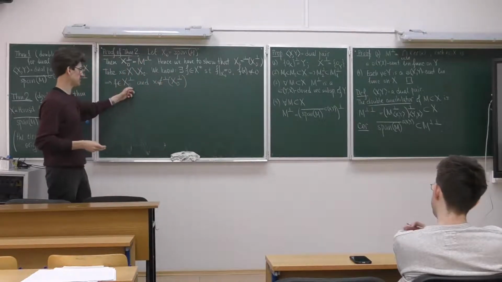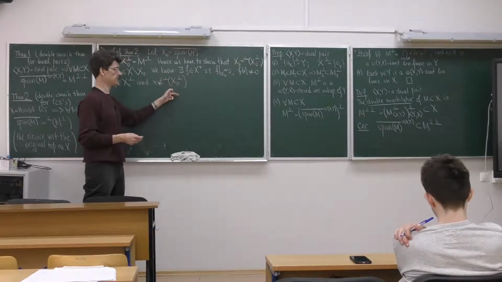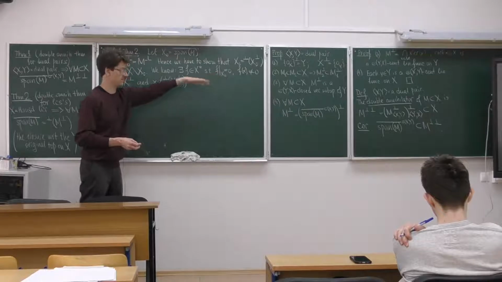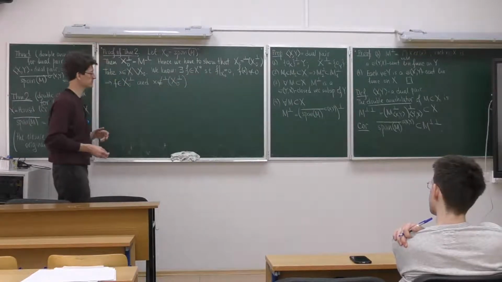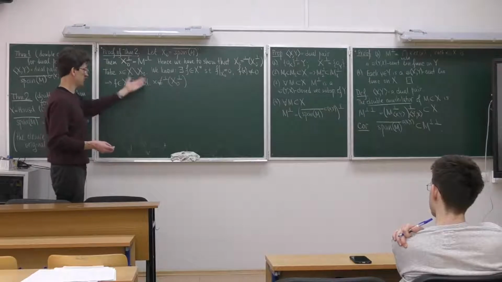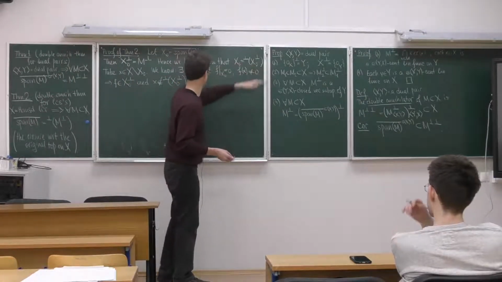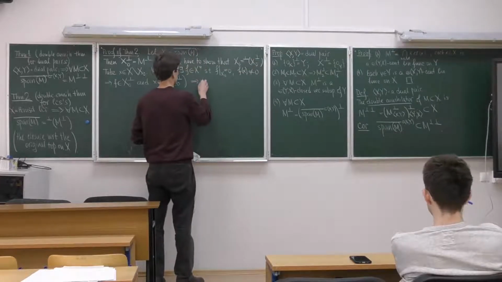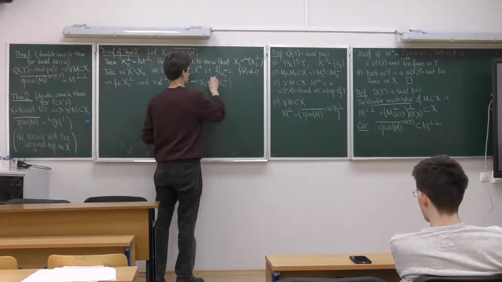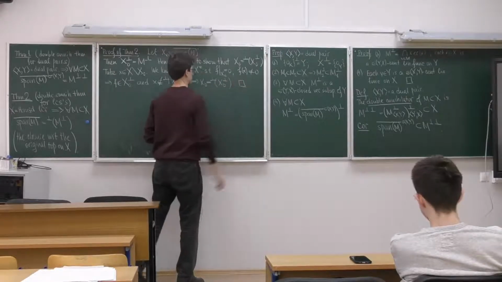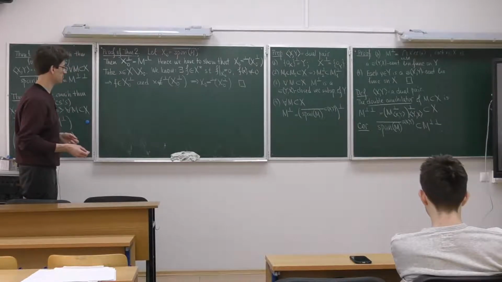Because f is in the annihilator, so if x were in this space, then f of x would be 0. But f of x is not 0, and so x doesn't belong to this space. And actually this completes the proof. We have shown that if little x is not here, then it is not here. So this completes the proof of theorem 2.